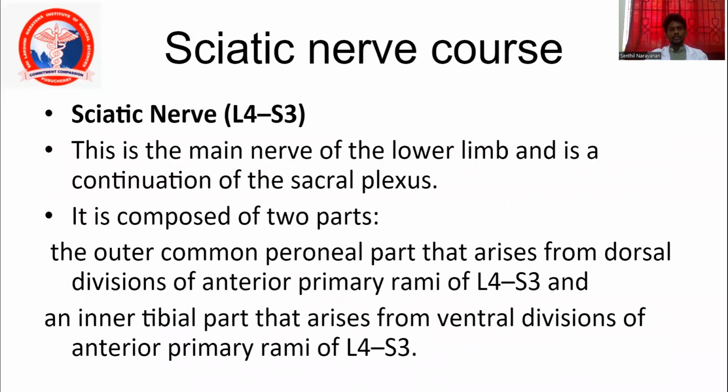To understand the foot drop, we have to know about the sciatic nerve first. Sciatic nerve arises from L4 to S3. This is the main nerve of the lower limb and is a continuation of the sacral plexus. It is composed of two parts, namely the outer common peroneal part that arises from the dorsal division of the anterior primary rami of the L4 to S3 and an inner tibial part that arises from ventral divisions of anterior primary rami of L4 to S3.